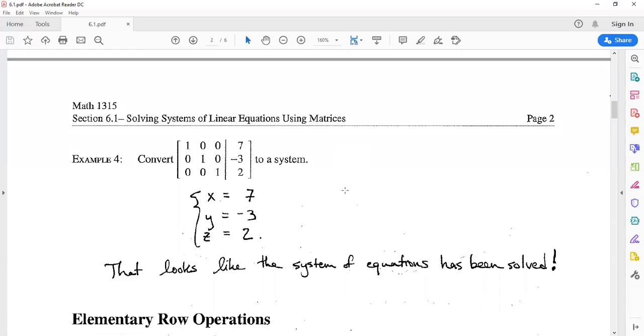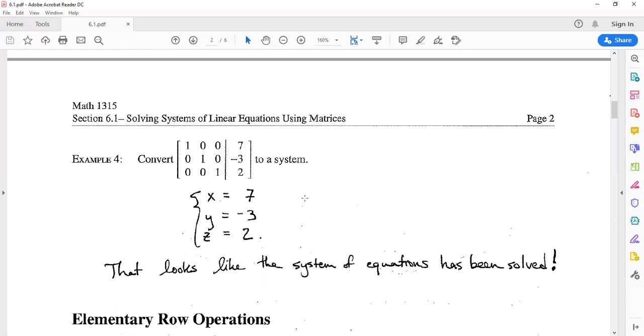Okay, here's the last one that's really nice. We have this matrix here. Let's see, we'll have 1x plus 0y plus 0z equals 7. Well, we could just write that that is just x equals 7. We also have 0x plus 1y plus 0z equals minus 3. So I could really just write that as y equals minus 3. And then last, we have 0x plus 0y plus 1z equals 2. So here we have z equals 2.